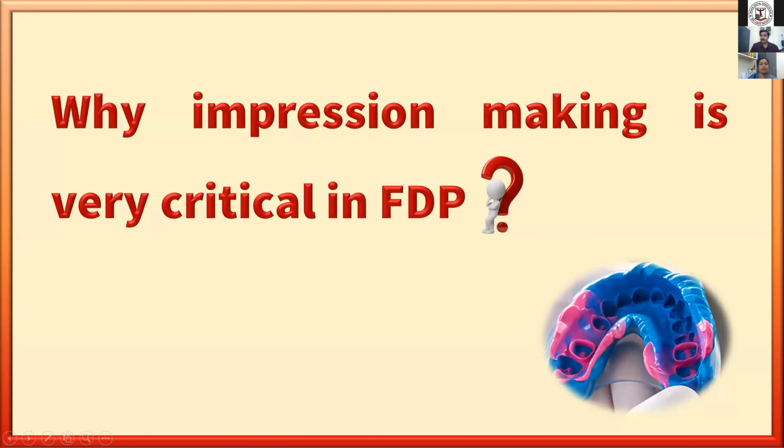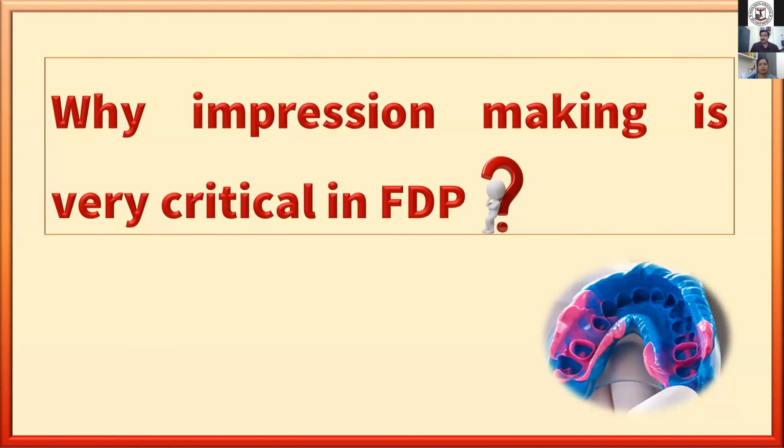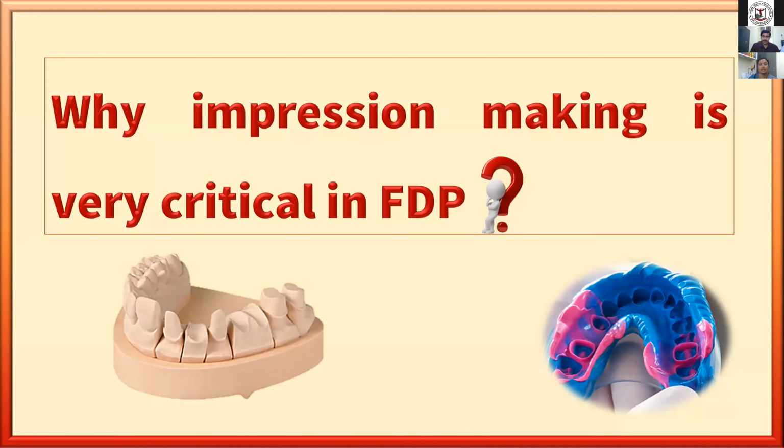Why impression making is very critical in fixed dental prosthesis. Impression is the negative replica of teeth and supporting tissues. The definitive prosthesis is made on the accurate cast prepared from this impression. Compared to other dental procedures, fixed prosthetic restorations and replacements have a longer life. Their success rate is very high. Even a poorly fabricated dental prosthesis will survive for many years.